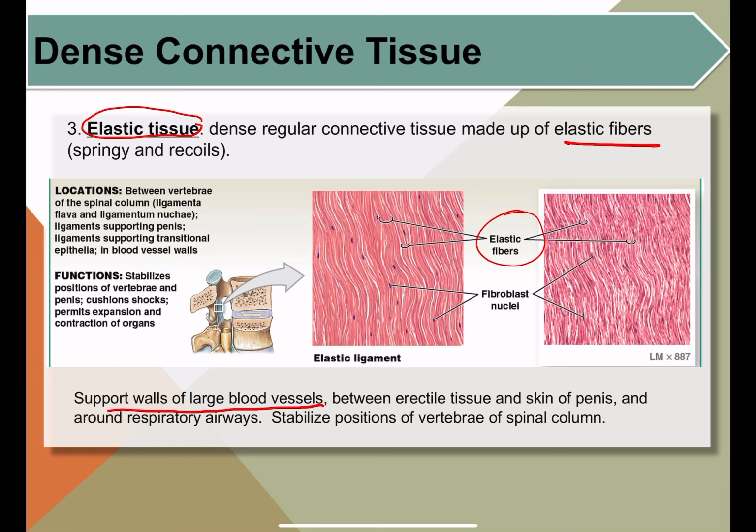We'll talk about different types of blood vessels in the next chapter. For now, you don't have to know them. But just know that large blood vessels are supported by elastic tissue underneath your epithelium. And then you have erectile tissue and skin of the penis that's also made up of elastic tissue, and sometimes around respiratory airways as well. And I already talked about the vertebrae of the spinal column for the compressibility of your vertebrate bones as it's supporting our weight.